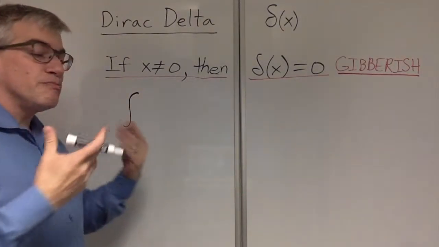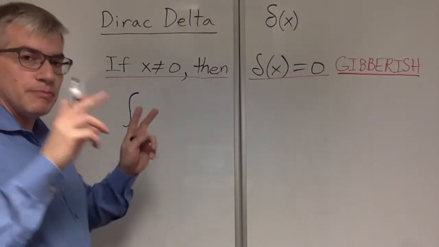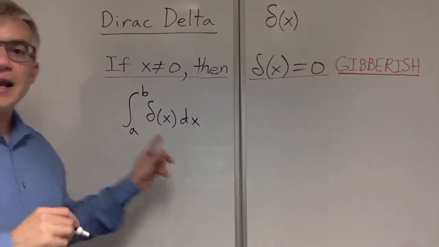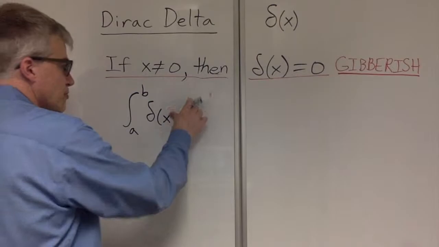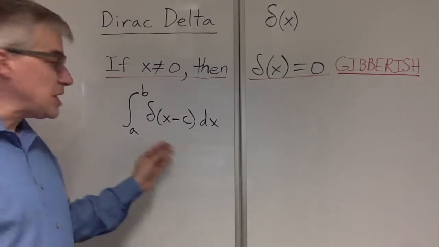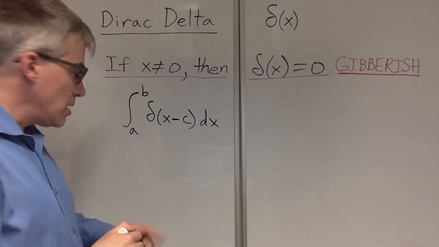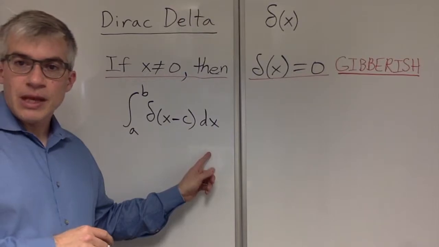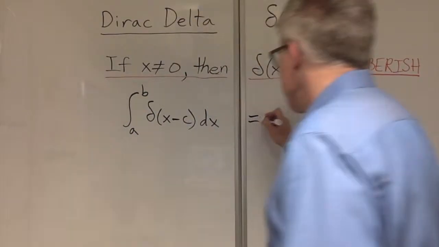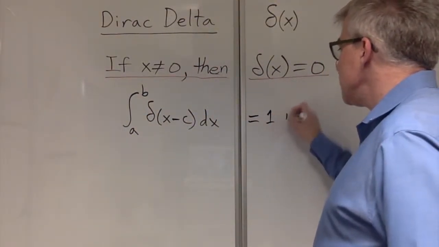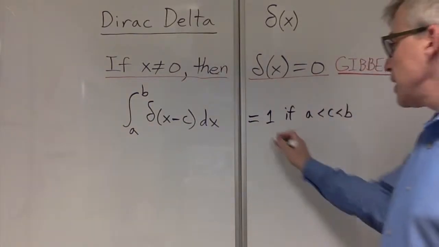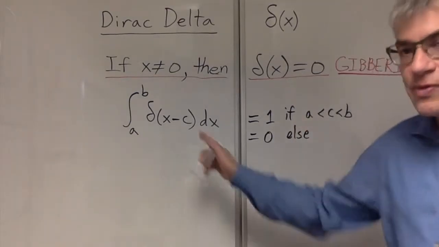Well, your instructor may have mentioned that the Dirac delta only makes sense when it's integrated. If you have something like this, that has a meaning. In fact, you could shift the function over and say that if you want a spike, so to speak, at x equals c, this is a function. It is a function of 3 variables, and none of them are x. This thing equals 1 if a is less than c is less than b, and equals 0 else. So that is a function.